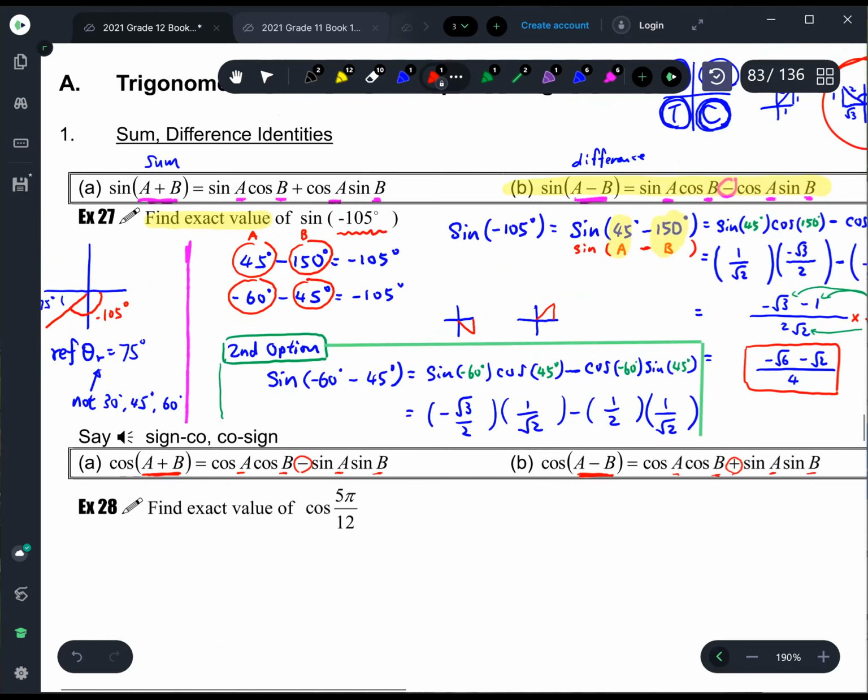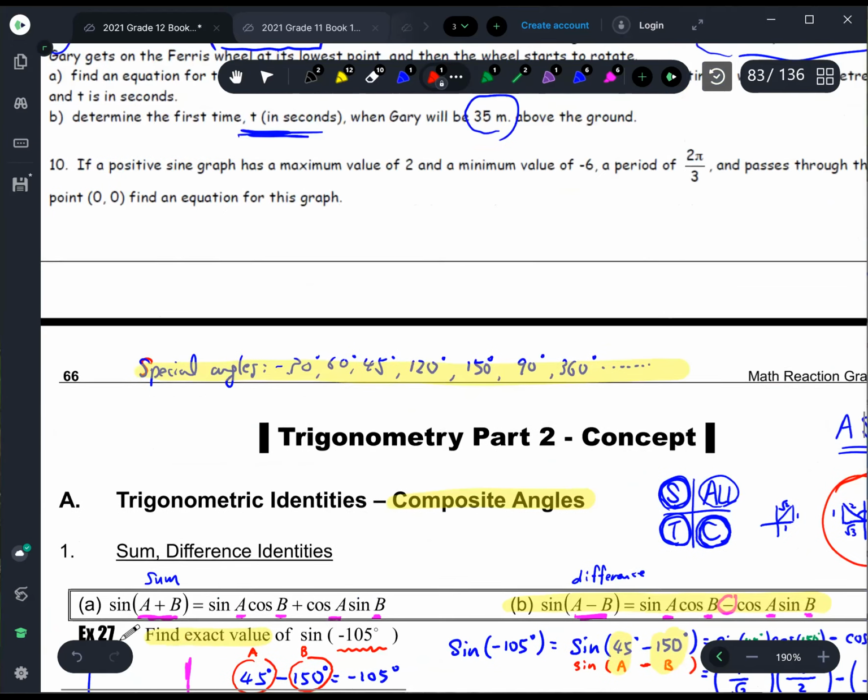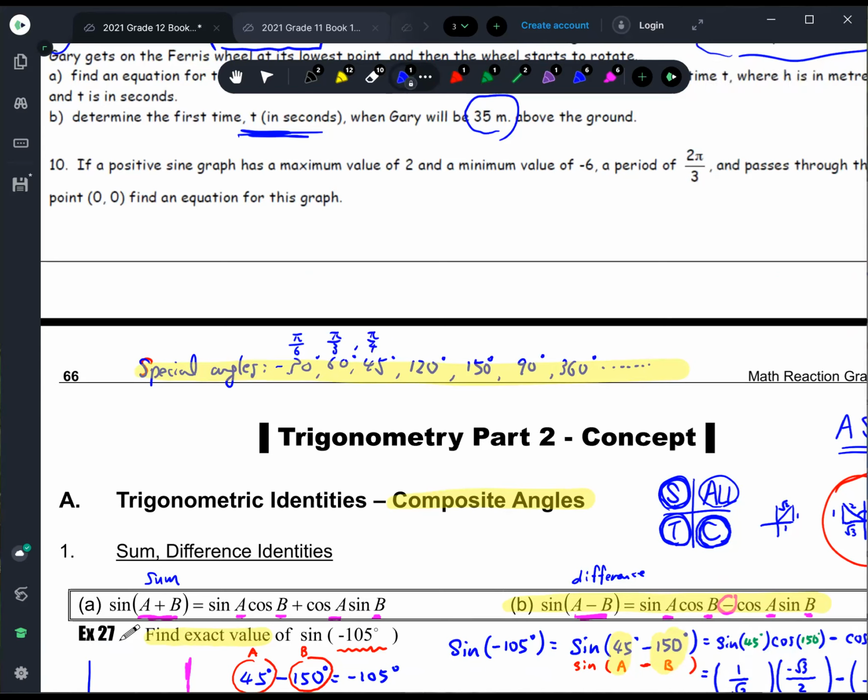Now, as for your special angles, if it's in degrees, you could have 30, 60, 45. If it's in radians, it will be pi over 6, pi over 3, pi over 4, or anything that has something over 3, over 6, over 4. For example, 120 degrees is 2 pi over 3.